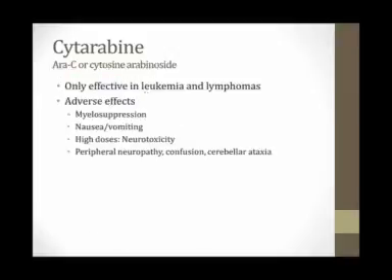This drug is only effective in leukemias and lymphomas. Its adverse effects include myelosuppression, which is common to the drugs we'll talk about in this video. In addition, it can cause nausea and vomiting, and this is true of many chemotherapy drugs. And at very high dosages, it can potentially cause neurotoxicity. This often presents as a peripheral neuropathy, confusion, or cerebellar ataxia.